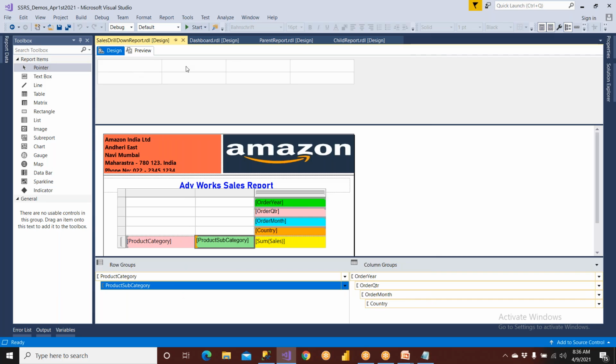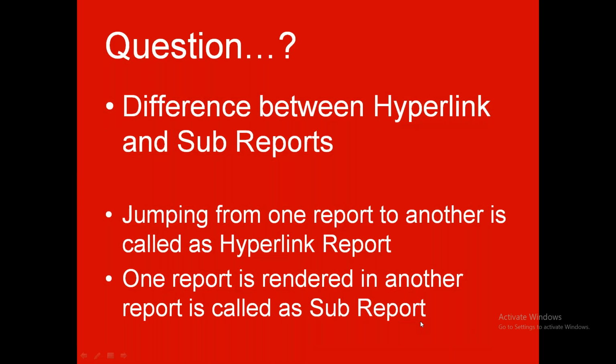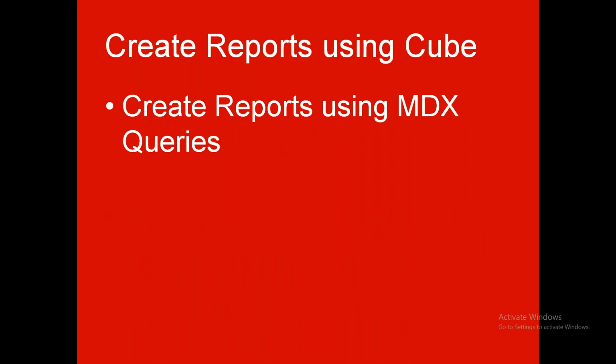Clear? But drilling through means it's going to be using hyperlinks. Clear? Am I clear? So people may ask you this question. It's very, very important, guys. Any other doubts? So what is the difference between drilling through and drilling down? Difference between hyperlink and sub reports also, right? So hyperlink means one report to another, and sub report means second report is getting rendered in the main report.